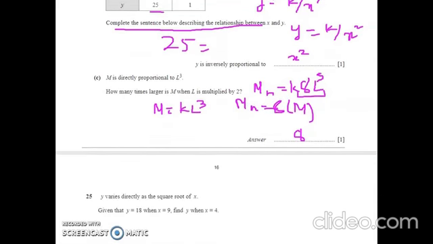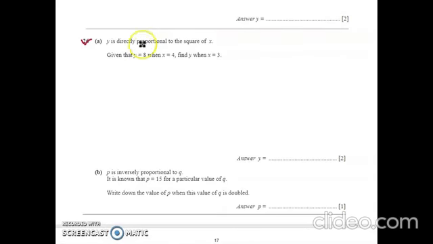Alright, let's do 26. y is directly proportional to the square of x, given that y is equal to 8 when x is equal to 4. Find y when x is equal to 3. Alright. y is equal to kx square. y is 8 when x is 4. So x square will become 16. So 8 divided by 16 will give me the k.